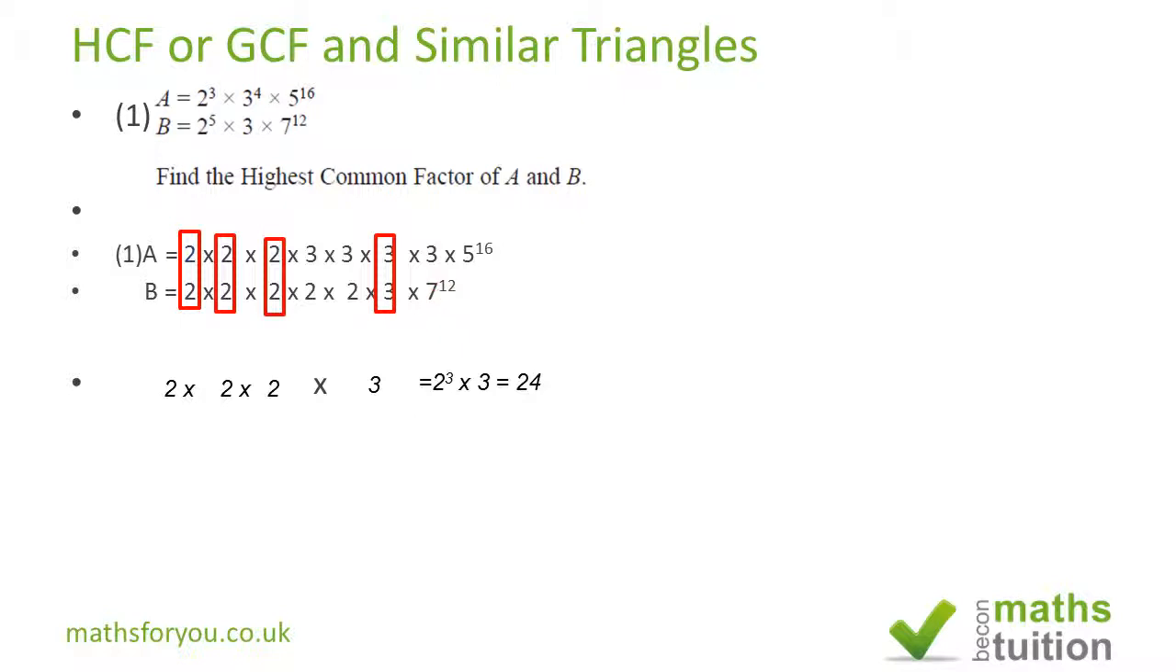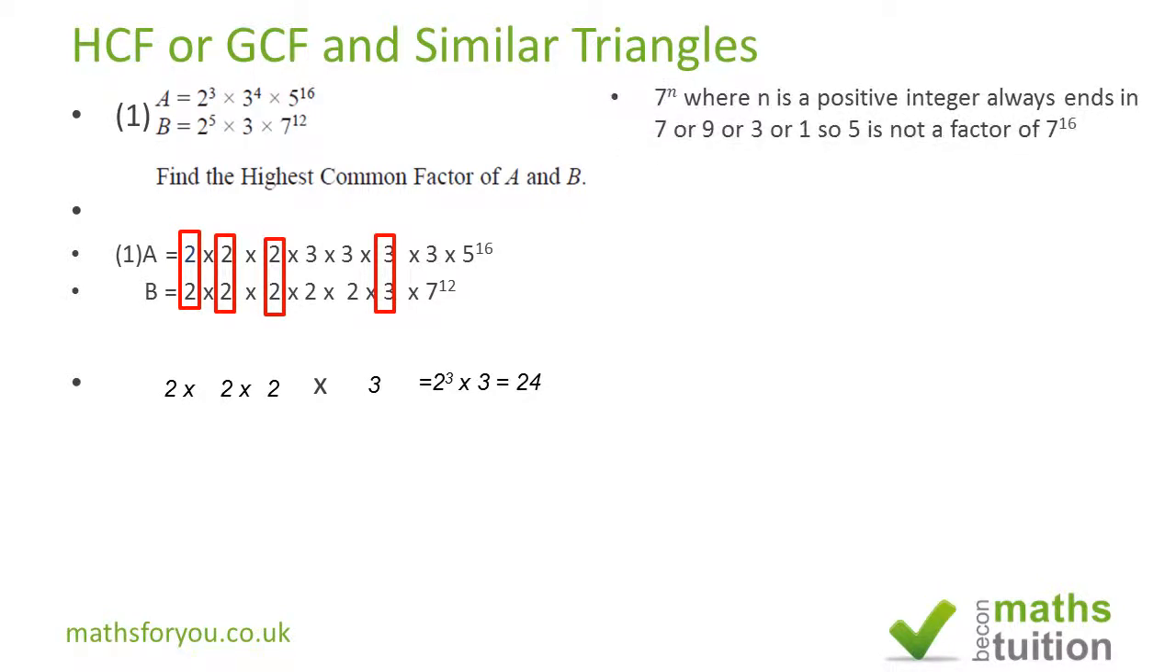Now, if you raise 7 to the power n, where n is a positive integer, the last digit of such a number will end in either 7 or 9 or 3 or 1. For that to be a factor of 5, it has to end in either 0 or 5. But this ends in 7, 9, 3, and 1. So clearly, these two numbers, 5 to the power 16 and 7 to the power 12, do not have any factors in common. So we stop there.